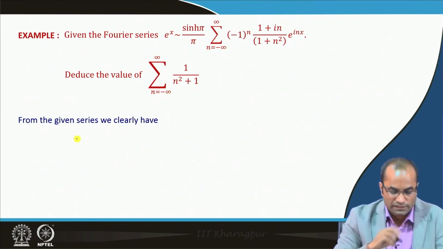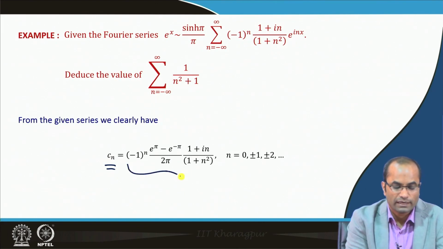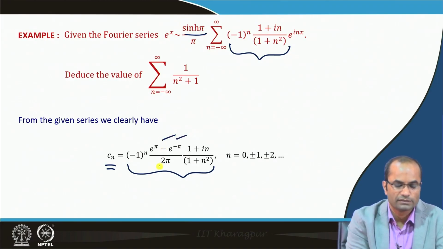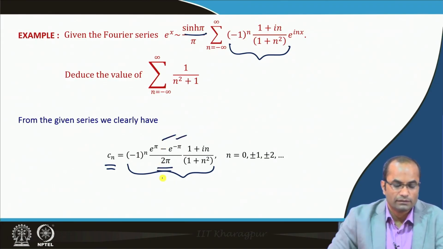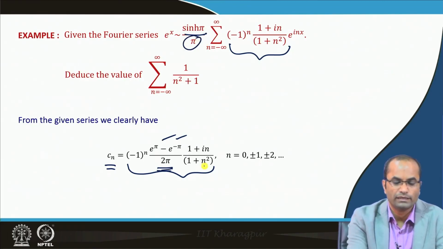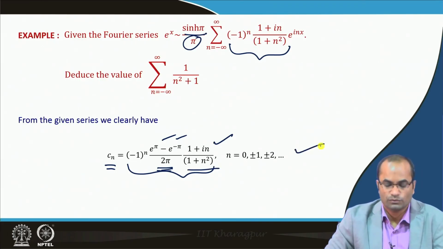So, from the given series we can compare it now. The C_n's are directly given there: (−1)^n, and then we have sinh π, that is (e^π − e^(−π)) divided by 2, and then there was a π there. So we have 2π, we have 1 + i n and we have 1 + n², and n varies over 0, ±1, ±2, etc.